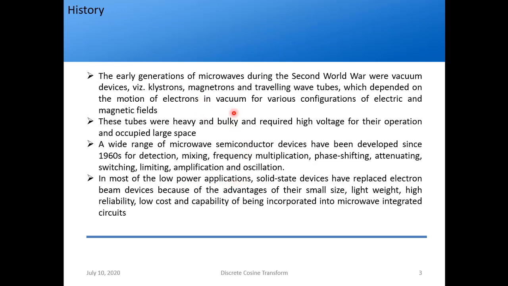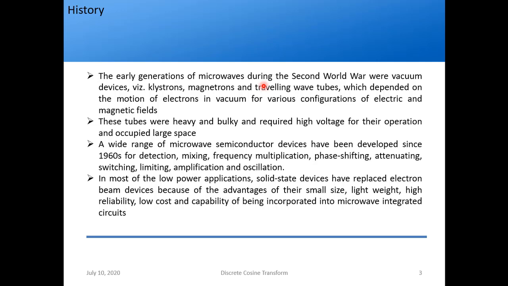So what were the advantages? These disadvantages were becoming advantages here. Apart from that, they were highly reliable and also low cost. So this is the reason we study this module, microwave semiconductor devices.